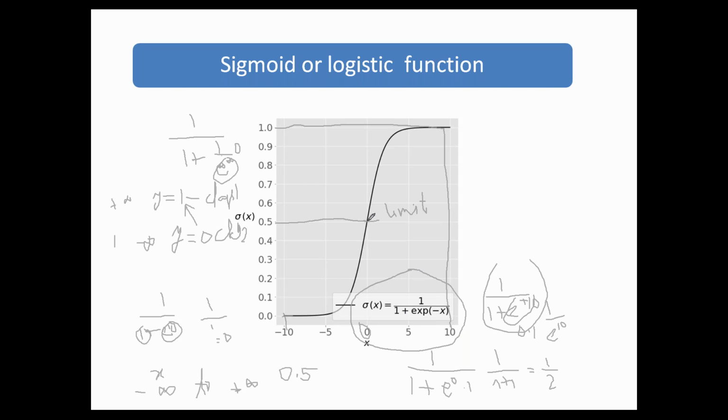So remember, when x is 0, the output is 0.5. When it is plus infinity, the output is 1. When it is minus infinity, the output is 0. These 3 points are important. When x is 0, 0.5. When x is large, 1. When x is negative large, it will be 0.